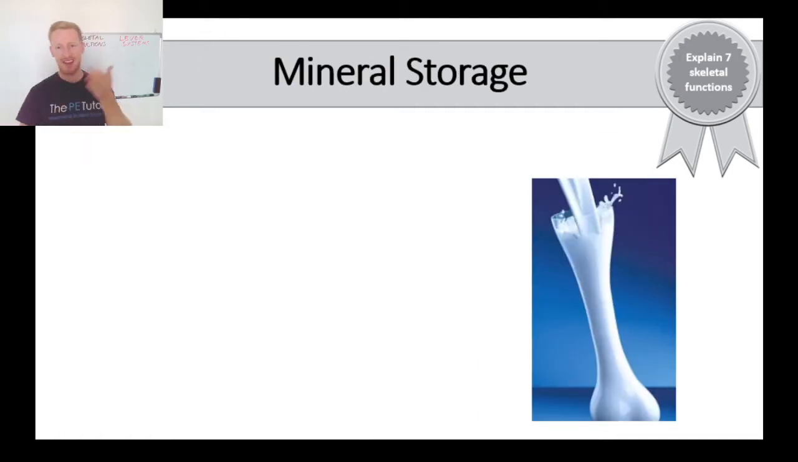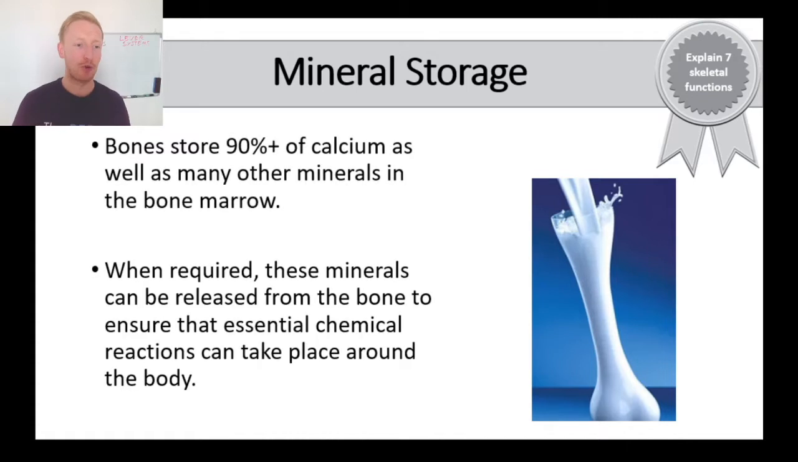Movement, attachment, protection, production, storage, MAPPS. Storage of minerals. 90% of our calcium is stored in our bone. It's stored in the skeleton. Now, calcium, an essential micronutrient for so many chemical reactions inside of the body. To name one, importantly, muscle contraction. Muscle contraction is so important. Calcium is so important for muscle contraction.